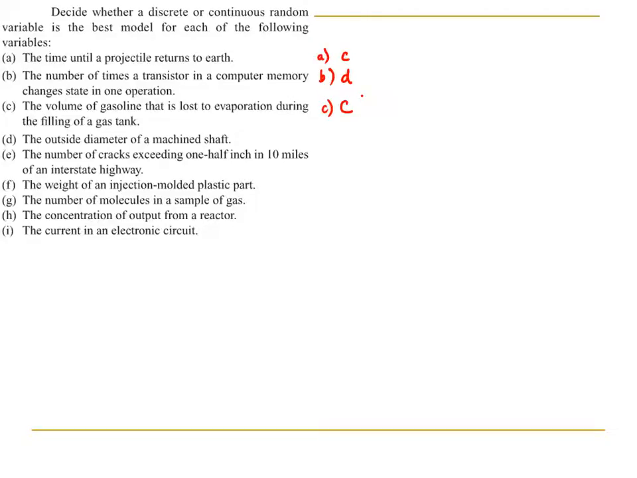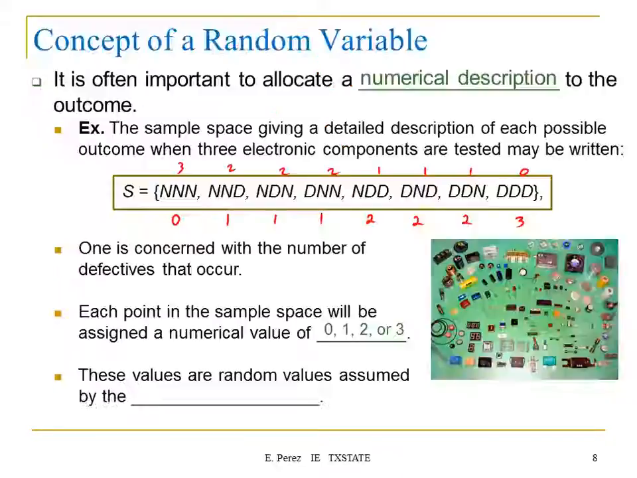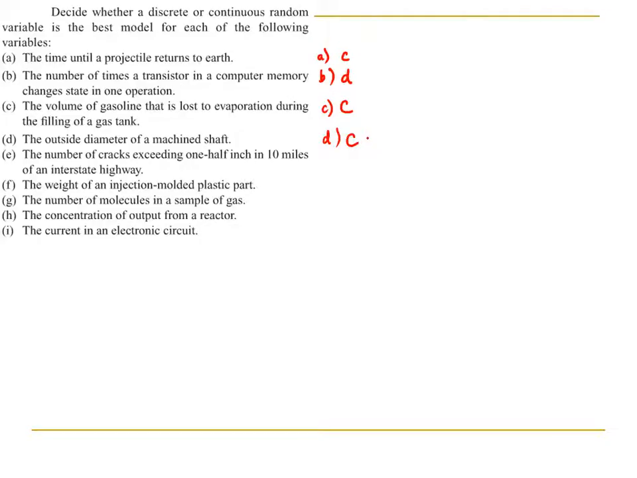The outside diameter of a machine's shaft is a measurement, remember. So measurements are continuous random variables. Okay, it could be 11.64. So if it is not an integer value, then you know that it's a continuous random variable.